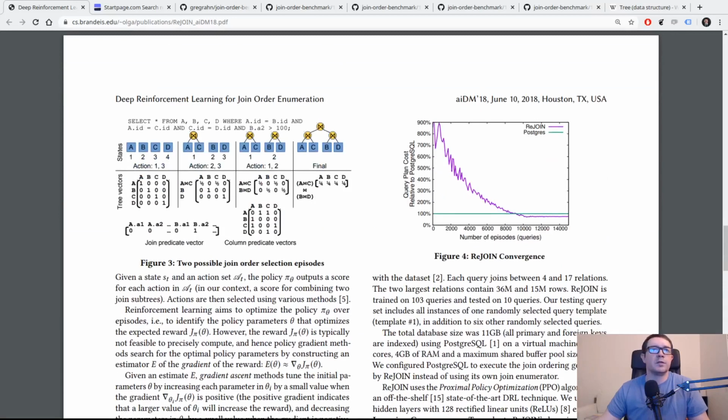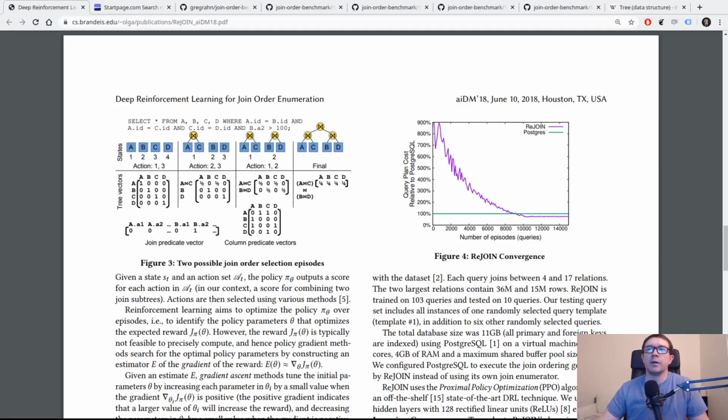What's really cool is you see this plot here and it has the convergence. So you see that in the very beginning it performs really poorly. The purple line is the algorithm and the teal line is PostgreSQL's optimizer. And so the query plan as a percentage of the PostgreSQL is what they're looking at. In other words, how quickly does it converge to the PostgreSQL?